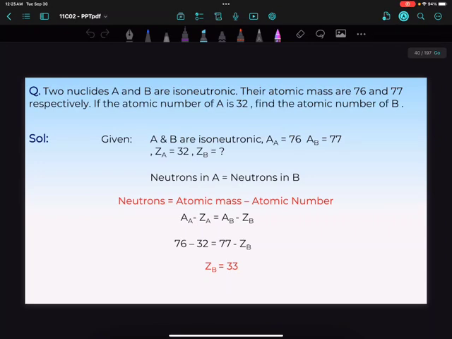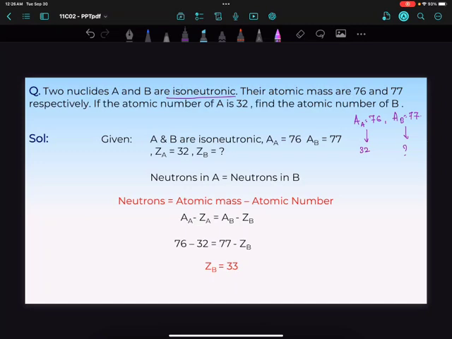Now let's go through this question. Two nuclides A and B are isoneutronic. Their atomic masses are 76 and 77 respectively. If the atomic number of A is 32, find the atomic number of B. So what they have given, first you have to note it down. First they have given us that A and B are isoneutronic. They have given the atomic mass numbers: the mass number of A is 76 and of B is 77. If the atomic number of A is 32, what is the atomic number of B?